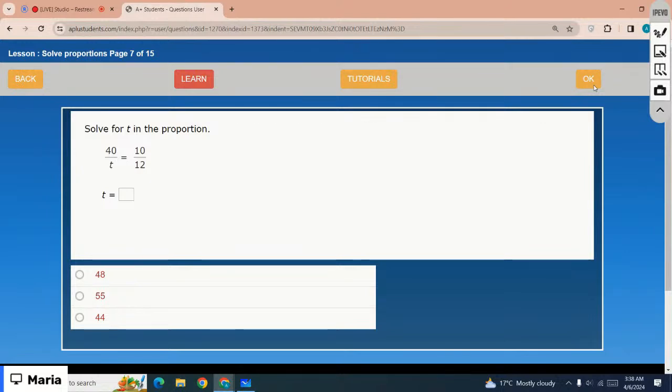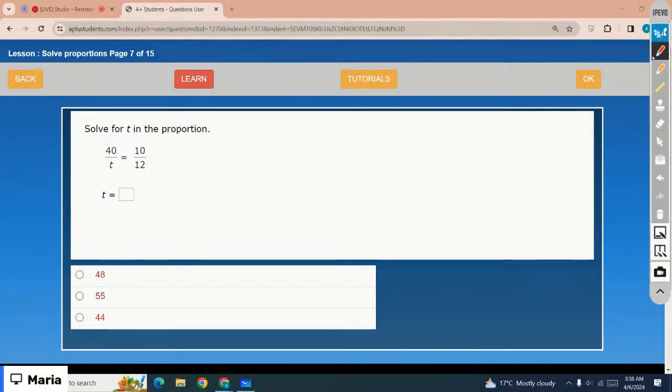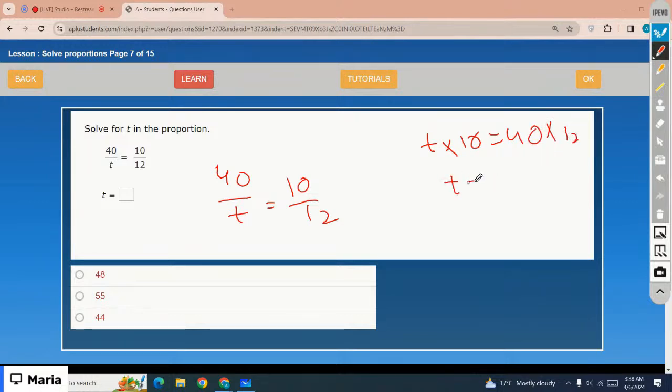Okay, solve for t in the proportion. So you have to solve this proportion for t. So let's just see how we solve. You have to do the same thing we did with the earlier question. 40 over t equals 10 over 12, right? Just cross multiply them. So that would be t times 10 equals 40 times 12, right? Now you can divide 10 on the other side because you need to calculate the value of t. 10 times 4 is 40 and 12 times 4 is 48. That means the correct option is 48. Option number 1 is the correct option, right?